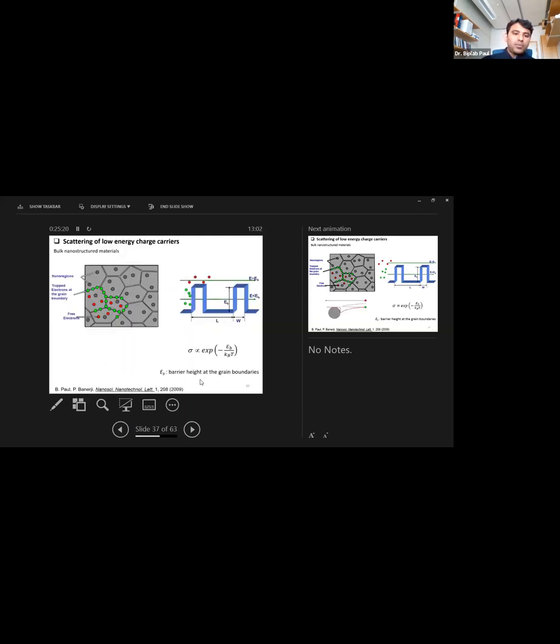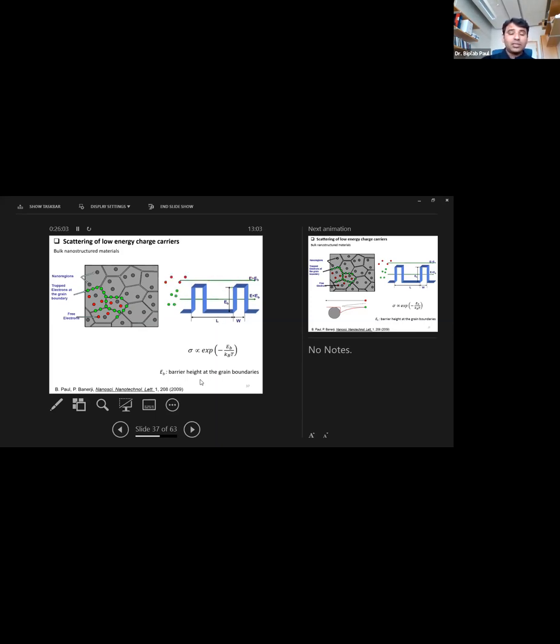The most popular approach for the enhancement of thermoelectric efficiency is to scatter phonons by the introduction of grain interfaces inside the material system. For that purpose, bulk nanostructured materials are grown. Here, grain boundaries act as potential barriers for charge carriers, so they scatter low energy charge carriers and thus increase the average energy of charge carriers, which in turn increases the Seebeck coefficient.